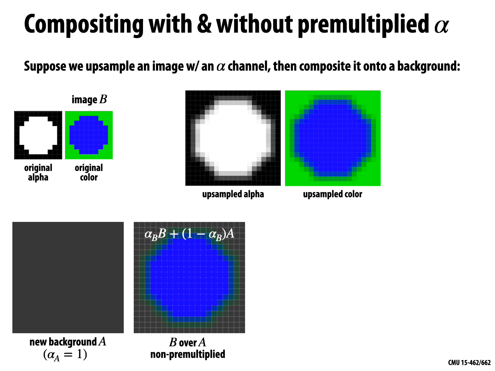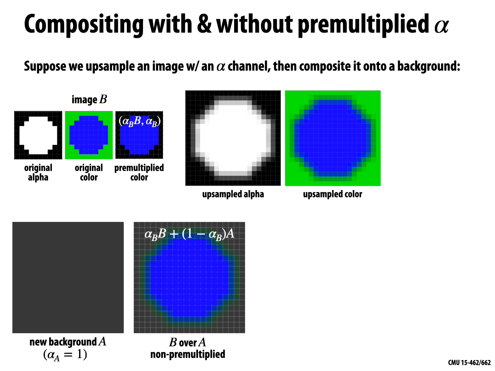That's no good. All right, so what if I go the other route? What I'm going to do is pre-multiply. I'm going to multiply the original color by the original alpha to get the pre-multiplied color, and I'm going to tack on the alpha value. So I have alpha b times b with alpha b on the end.